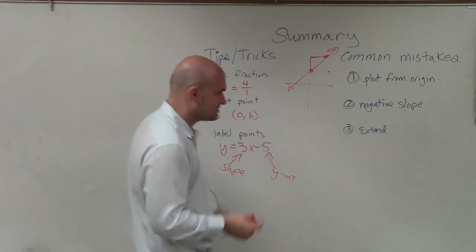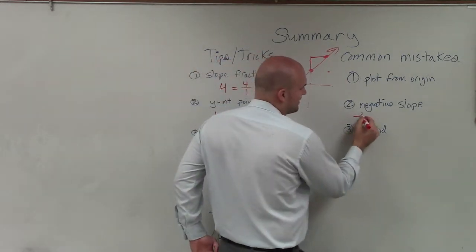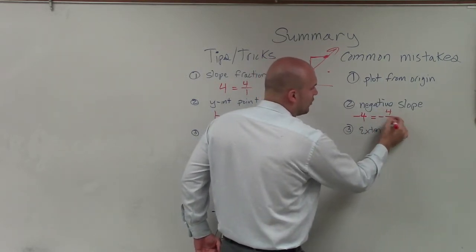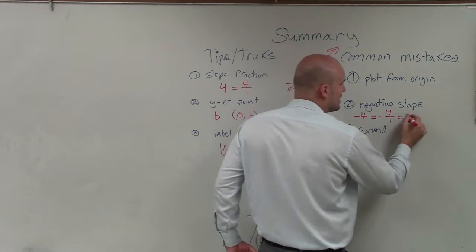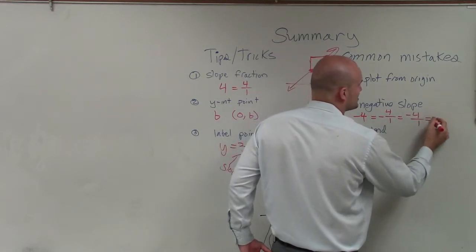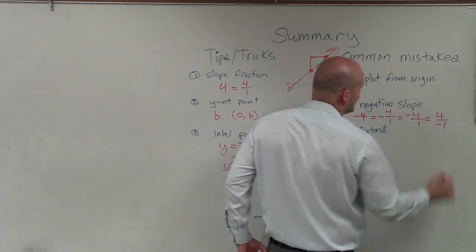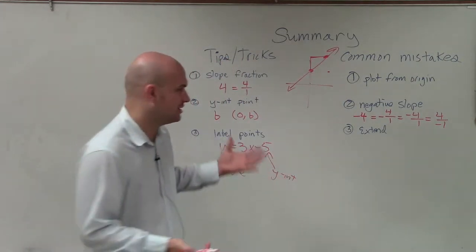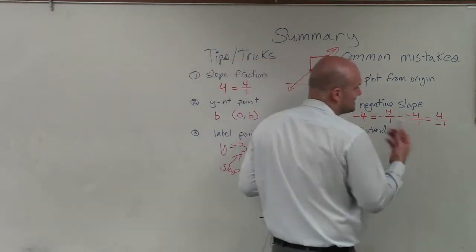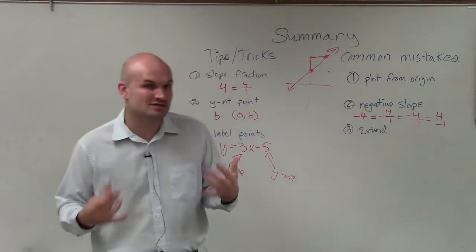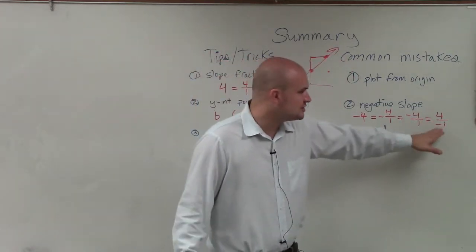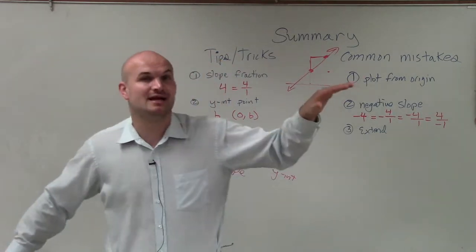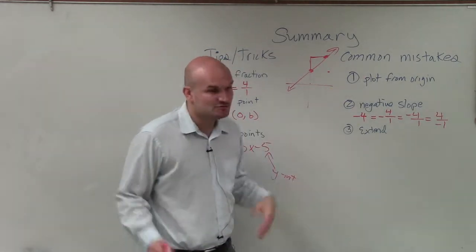The next thing is negative slope. This one gets a lot of students, especially if I have a whole number like negative 4. Remember, that is negative 4 over 1, which is the same thing as 4 over negative 1. All three of those representations are equivalent to each other. Depending on where your y-intercept lies on the graph, you can choose which one of these slopes works best, or use both to have 3 points on the line to help you.